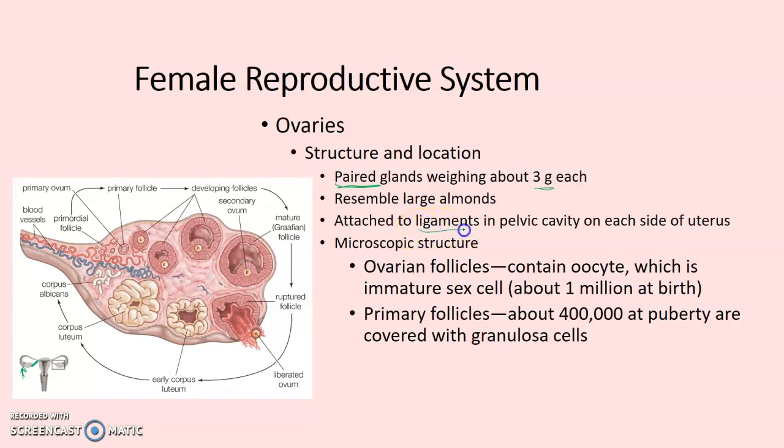They are attached by ligaments to the pelvic cavity, and that's what I showed right here in green. These are ligaments holding the ovaries in between the pelvic cavity and the uterus, and their microscopic structure contains the ovarian follicles with the oocyte, which is the immature ovum, and then the primary follicles.